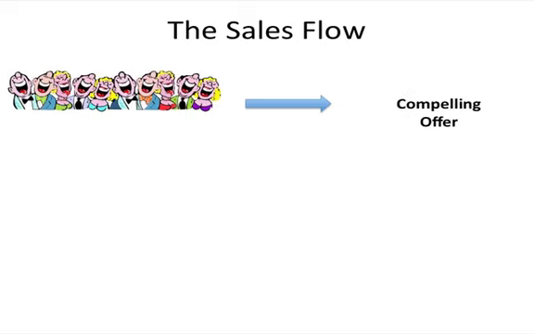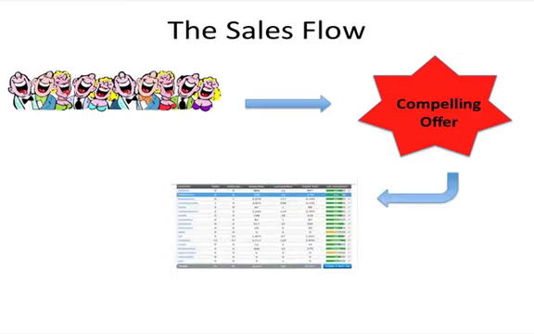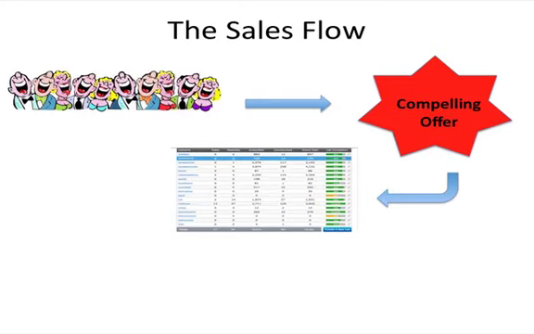Now, what you're going to do at that point is take those people over to your compelling offer. They're going to come on your compelling offer, and then they're going to sign up and become part of your customer database. Now, at this point, this is where you're going to start to create an email relationship with them.